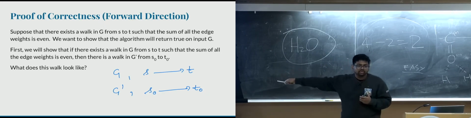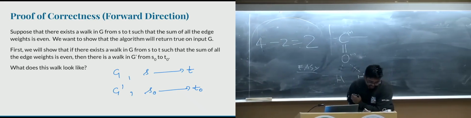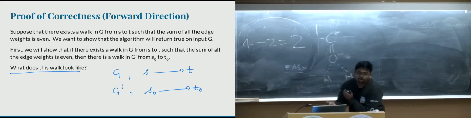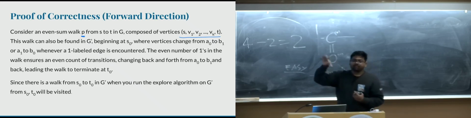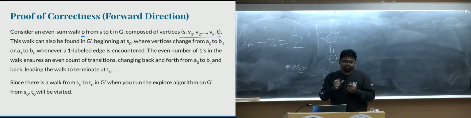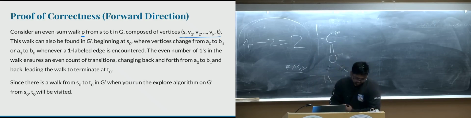What we are trying to do here? So the question is, what does this path, what does this walk look like, right? So let's say we have some walk in G. Let's denote it by P, and it looks something like this. Okay, the starting vertex is S, the ending vertex is T, and there are some vertices in between, V1 to Vk, the intermediate vertices. And now we want to show there is a walk in G prime as well that goes from S0 to T0.